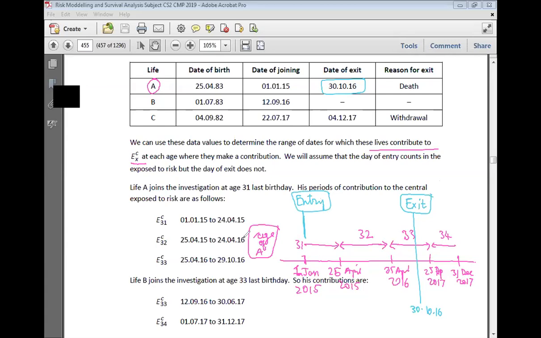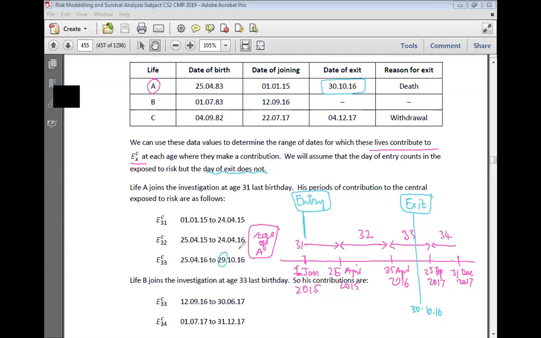And these are the respective dates when this person was 31, 32, and 33, right? So again, they have said that the day of exit does not count, which is why we have written 29 here and not 30th October as we would have. So this was for the A guy.